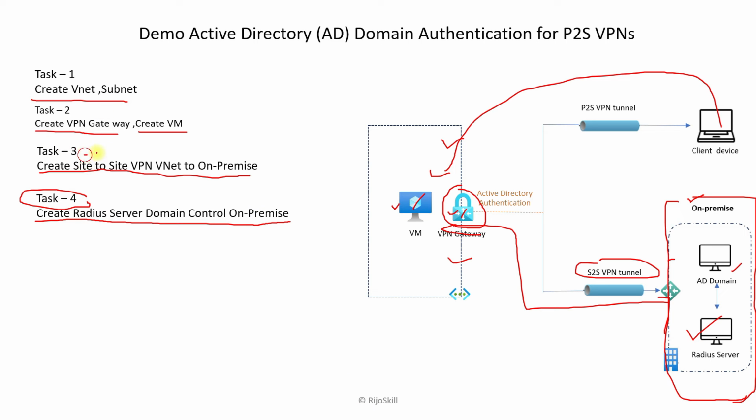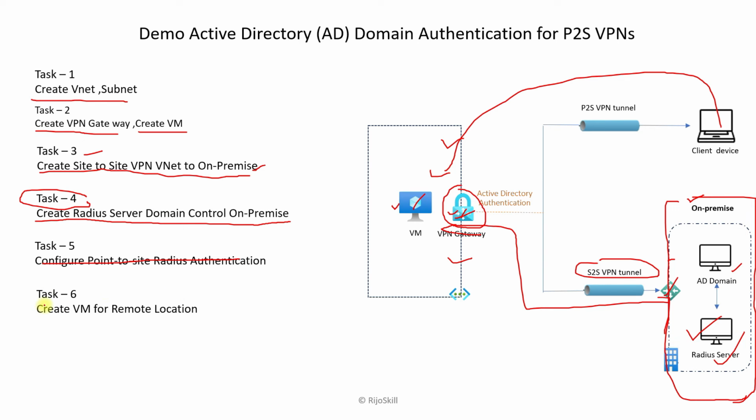So we complete our task 3. We create our site to site VPN on premises. We already get the connectivity from here to here. Okay, so we just completed task 4 also. Configure point-to-site radius authentication also completed. We already created the radius server also.